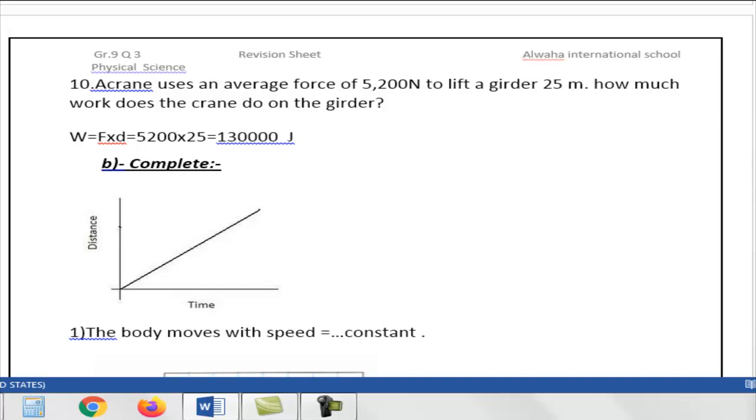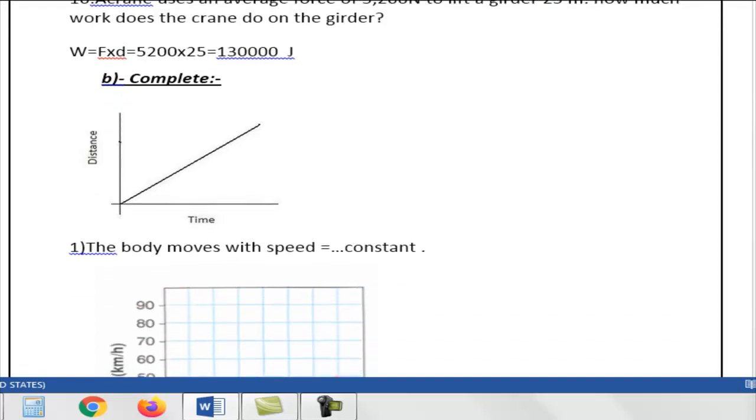Okay, let us solve these graphs. The body will move here with a speed. Okay, this speed we called it constant speed. So in this graph, distance and time, the body moves with a constant speed.